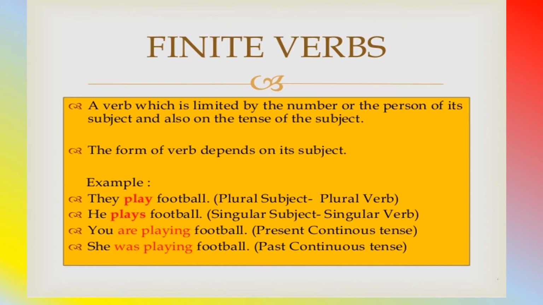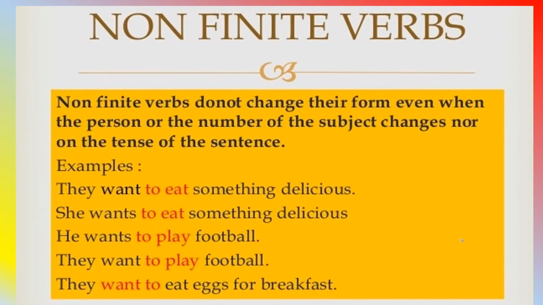You are playing football. You can see here that as per the tense, the form of the verb has been changed from play to playing. She was playing football. Here again, according to the tense, there is a change in the verb. So such kind of verbs which change their form as per the tense and as per the number of subject are called finite verbs. Now let's talk about non-finite verbs.